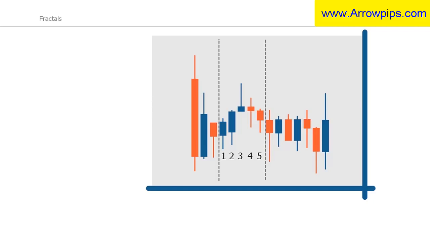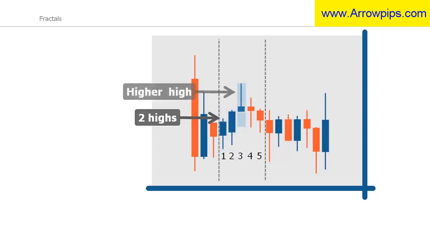Let us first look at the formation of an up fractal and what needs to happen for one to form. Looking at the example, you can see the 2 candles where price made 2 highs. This is caused by the buyers or bulls making 2 attempts at pushing prices up. On the 3rd candle, the bulls made a bigger attempt to push price up again, making a higher high. On the 4th and 5th candle, notice that the bulls have been overpowered by the bears and were unable to take out the 3rd candle's high.